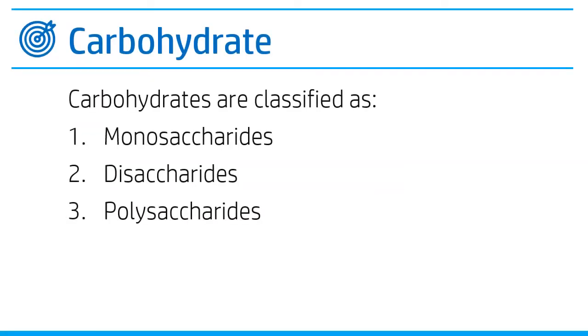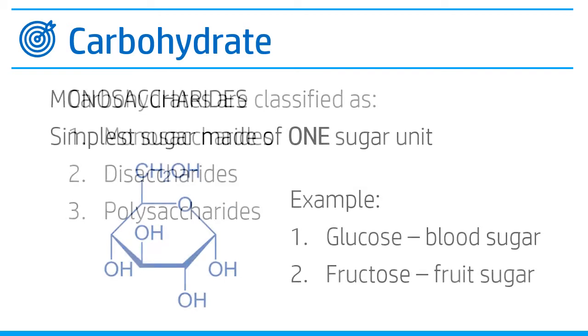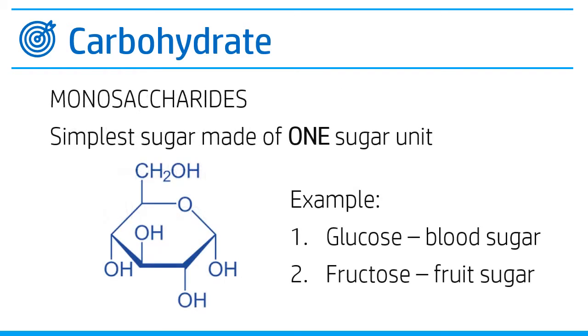These are the classifications of carbohydrates: monosaccharides, disaccharides, and polysaccharides. Monosaccharides are the simplest sugar made of one sugar unit. For example, glucose is also known as blood sugar and fructose is also known as fruit sugar.